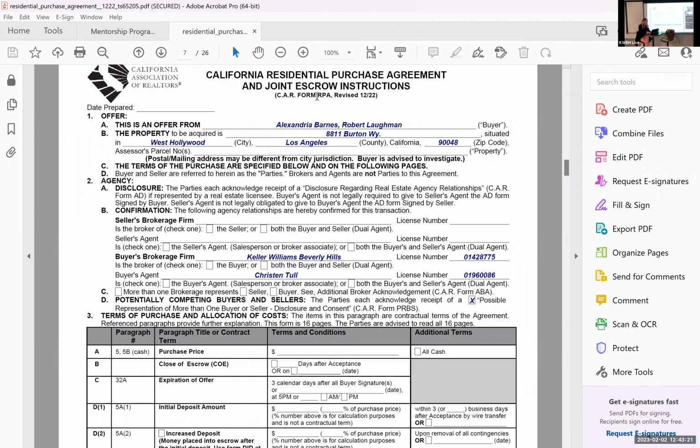And you'll see the acronym RPA. You can find all of the forms, disclosures, and contracts that we use in zipForms by either entering the document name or the acronym for it. All right. Any idea why our RPA would say "and joint escrow instructions"? Anyone?